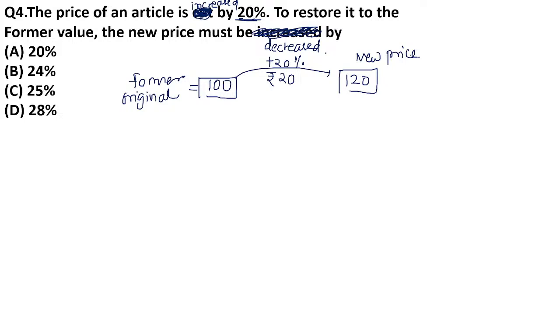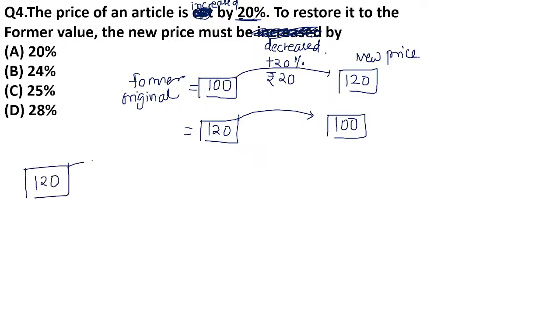Is it clear first of all? Okay. What's given here now to restore the price from 120 to 100? Now the price is 120, but we have to just restore the same price, that is 100 rupees. So what are we going to do? The current price is 120. We have to change it to 100 rupees. So what we will do? We will decrease it. Decrease it by how much? 20 rupees. We will decrease it by 20 rupees.